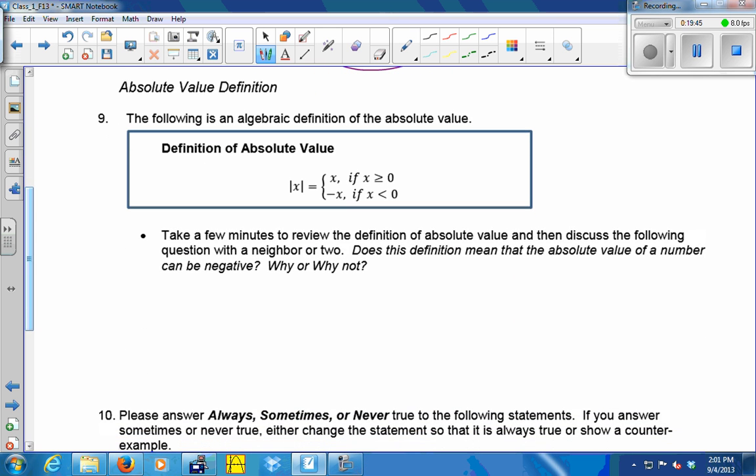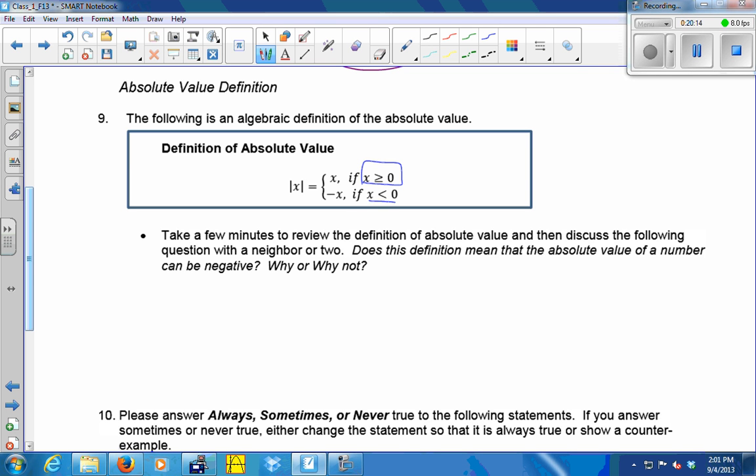Okay, so topic number 3, moving on from sets, is absolute value. We have an algebraic definition of absolute value that says the absolute value of x is x when x is positive. So if x is already positive and you take its absolute value, it just stays positive. If x is bigger than 0, that means x is positive. Take its absolute value, it just stays the same.